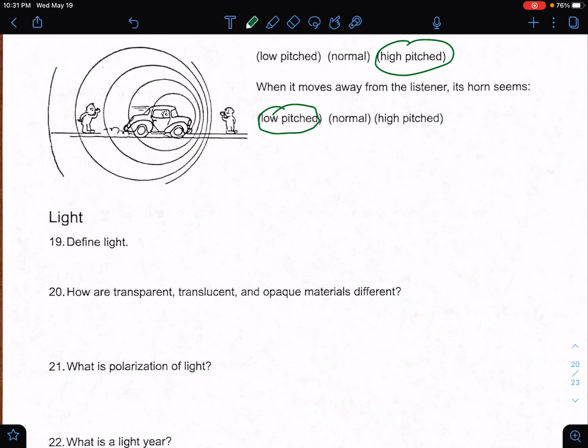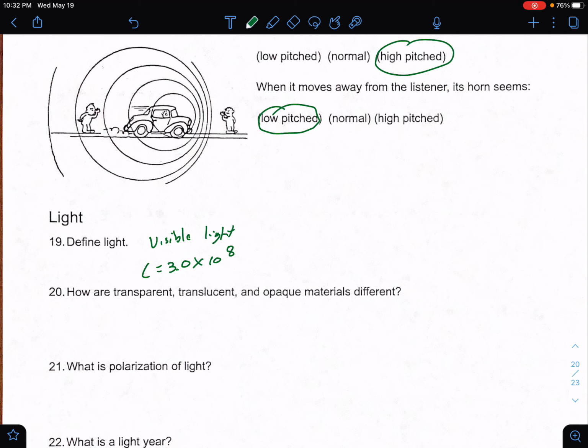Okay, so define light. Light is a small range of frequencies of electromagnetic waves that are part of the electromagnetic spectrum. So basically your visible light. All light moves at the same speed, so that would be C equals 3.0 times 10 to the 8th. So basically what changes is your frequency and wavelength.